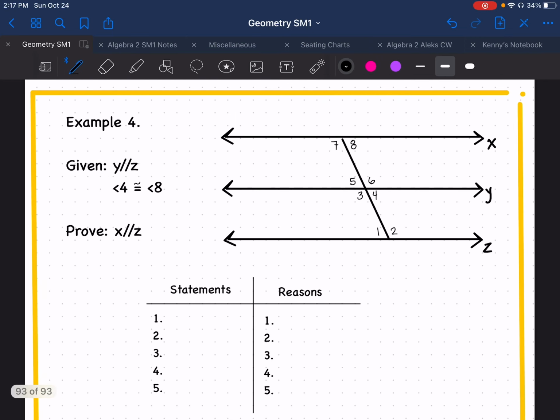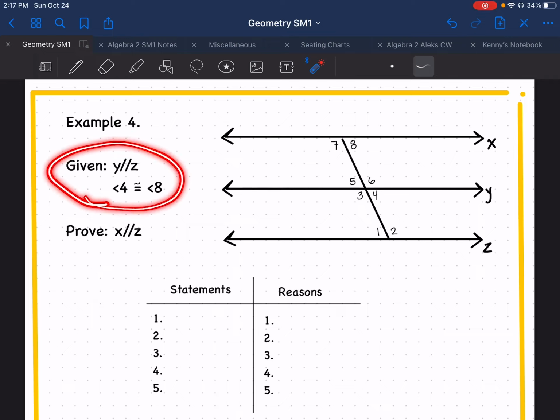The last proof that you're going to have is going to be a little bit more complicated one like this. It is going to contain 1, 2, 3 lines cut by a transversal. It will contain 8 angles, and it will give you 2 givens, okay? When you have 2 givens, the most common thing to do is to make them statements 1 and 2.